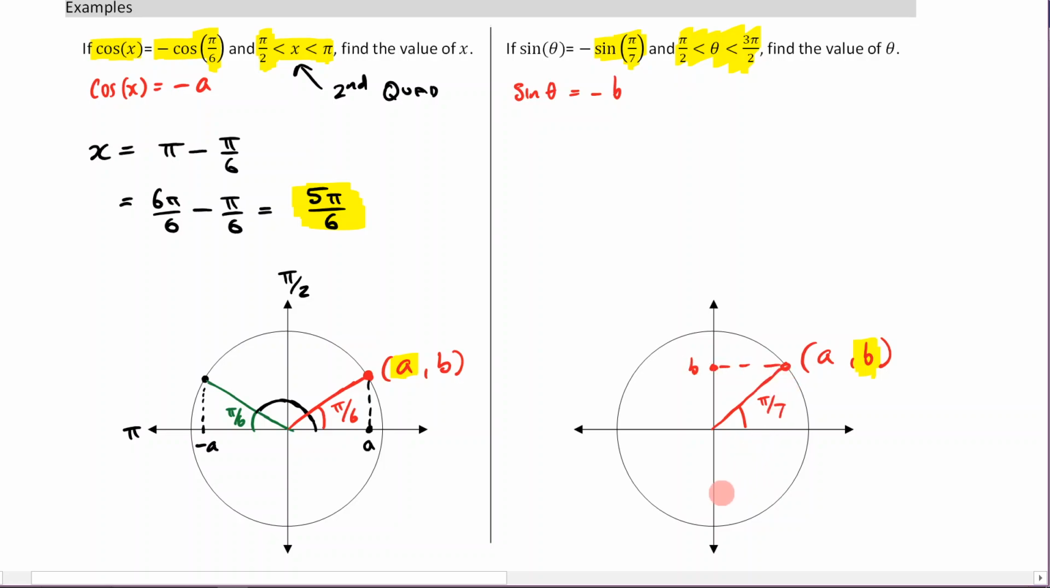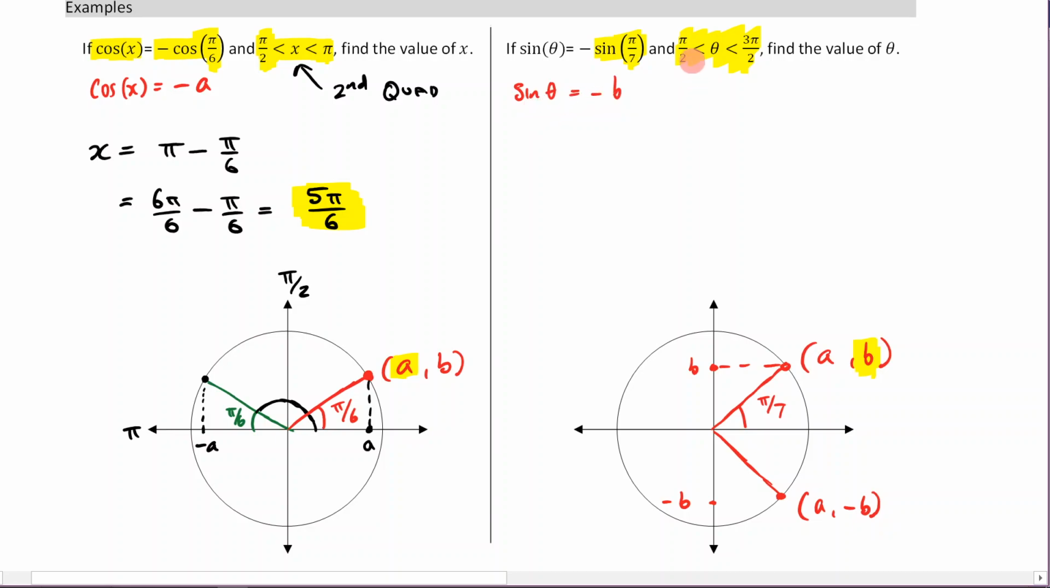B is there, so that means negative b will be down here. Negative b is there. And I know that. That is what I know. And let me just quickly draw it in. So what I'm saying here is that this is going to be a negative b. Okay, so we have to find sine of theta equals negative b.